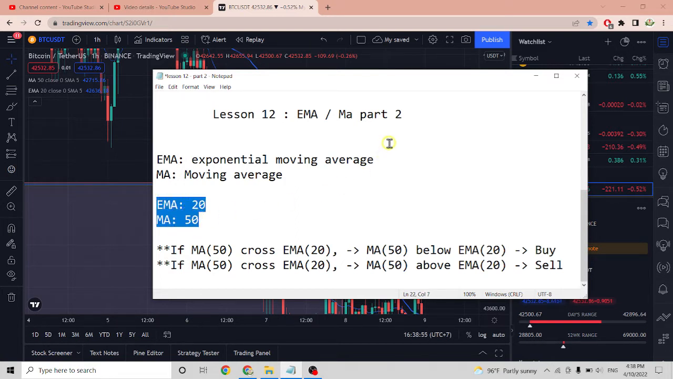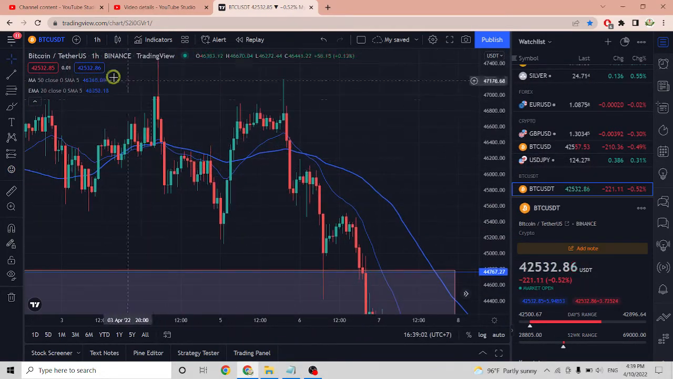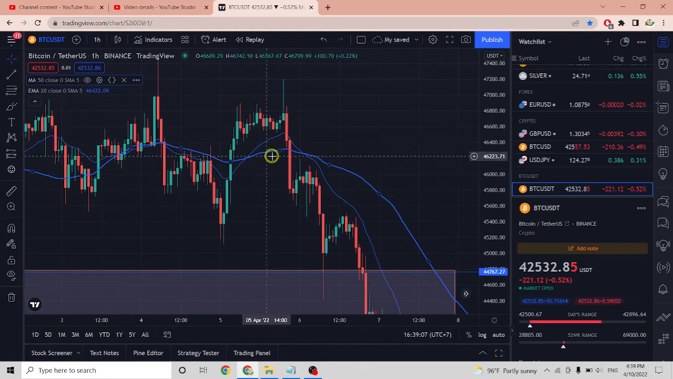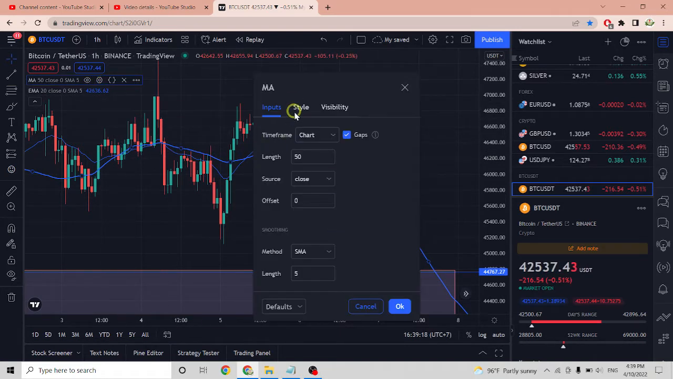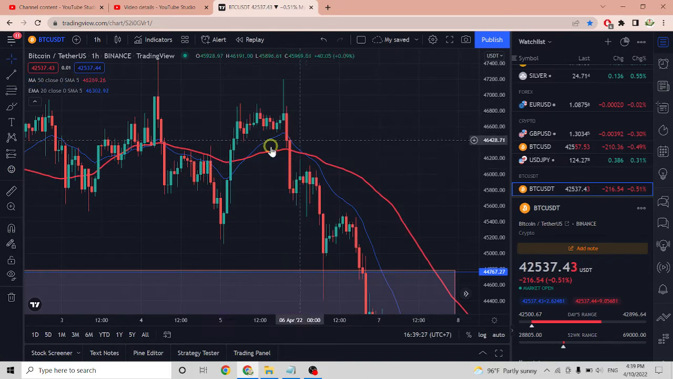Okay, look at our example in the graph. I go to the BTC example. The big line here is MA, and the small line here is EMA. I will set another color here. In the style, set the color to be red.